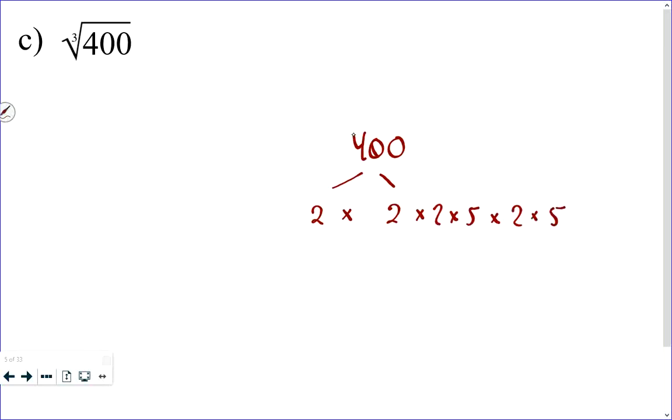And you know what? To be honest, I don't care how you get to this point. I care that you get to this point. This would never be a written response question. I don't want to see how you got the answer. But you should verify, and you can do this now on your calculator, that 2 times 2 times 2 times 5 times 2 times 5 gives you 400.